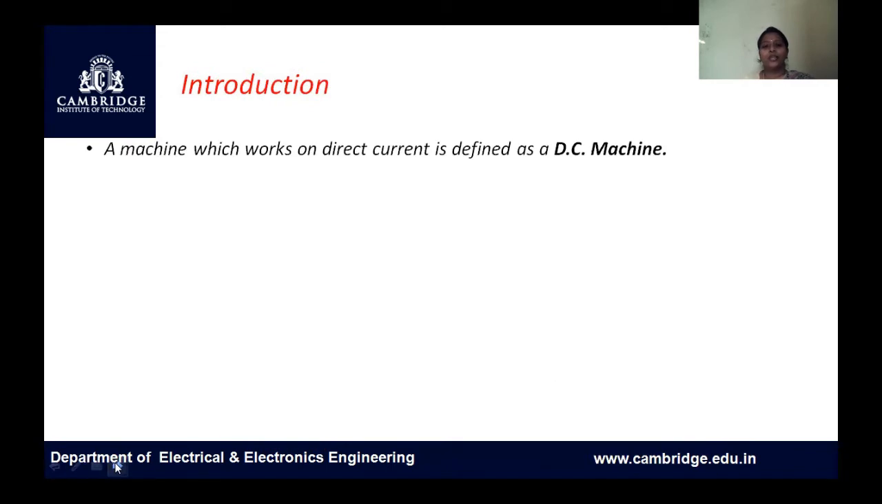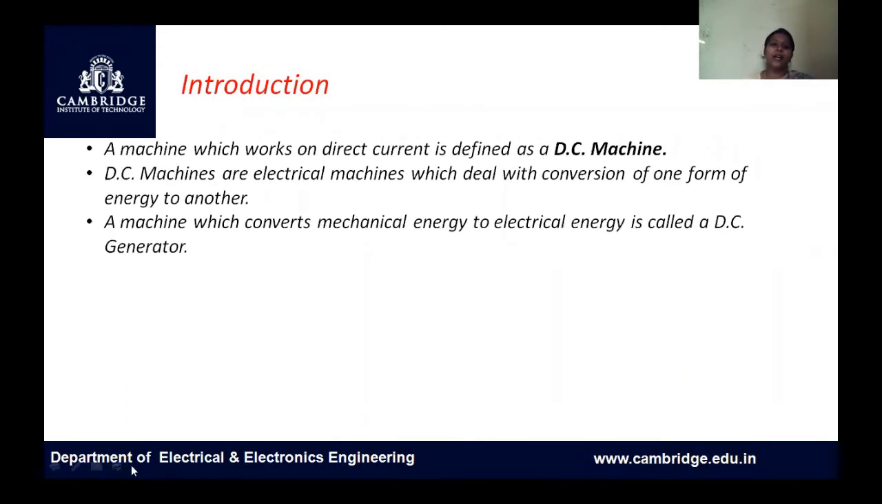So, what is a DC generator? As the name says, a DC generator generates electrical energy. We can also say it is a machine which converts mechanical energy into electrical energy. We call it a DC generator. A DC machine is nothing but a machine which converts one form of energy into another form. One of its types is the DC generator, and in future we will study the DC motor.